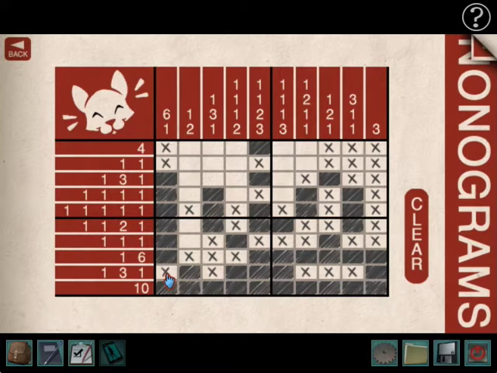Okay, so we got this column now complete. That row is now complete. This row is now complete. So is this.